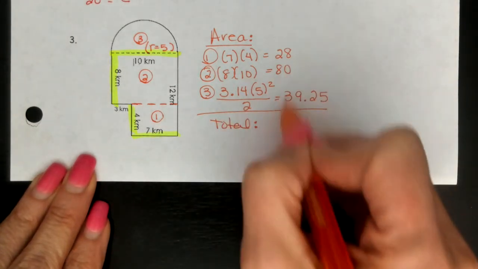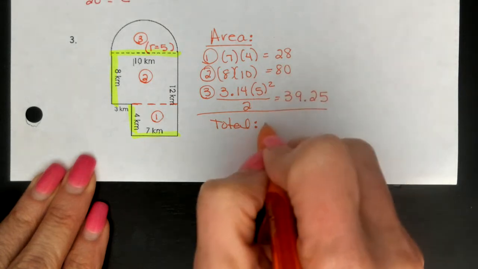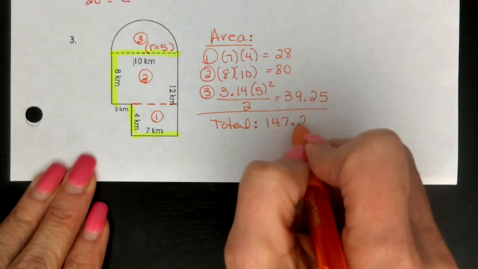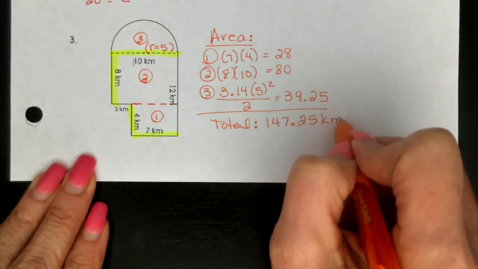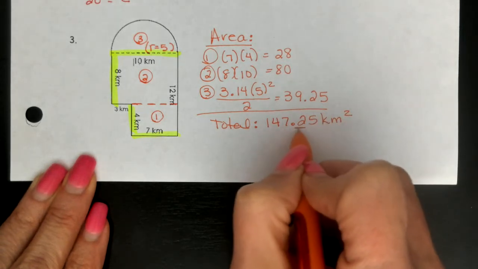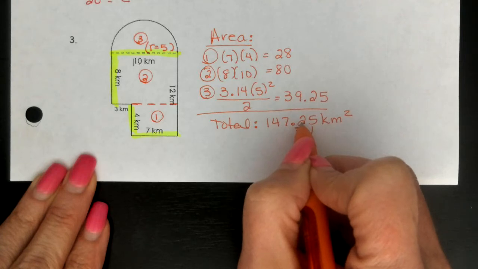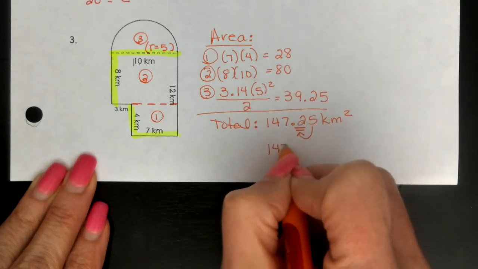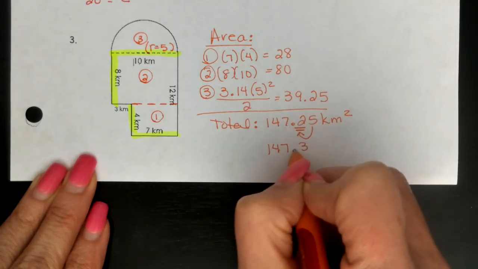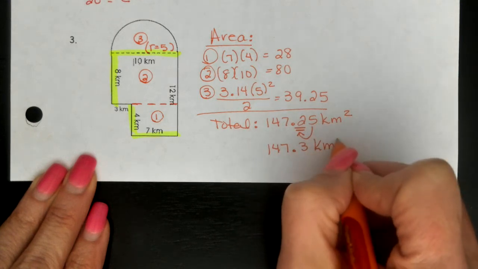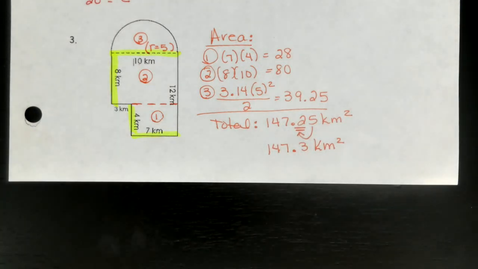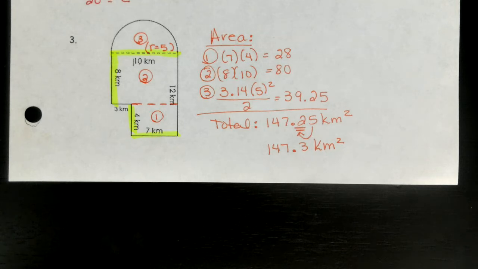All right, so let's get a total. And when we add all of these together, I should get 147.25 kilometers squared. We're rounding to the nearest tenth. We're going to take that 5. 5 or greater rounds that up to the next number. So it's 147.3 kilometers squared. So that is your total area of that figure.